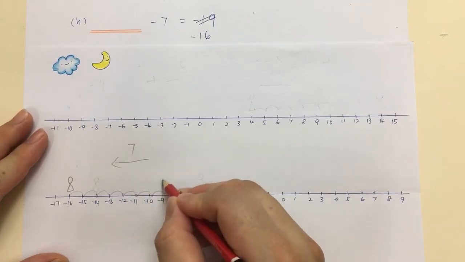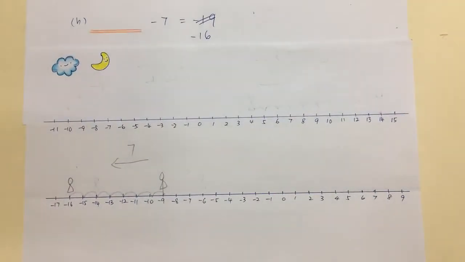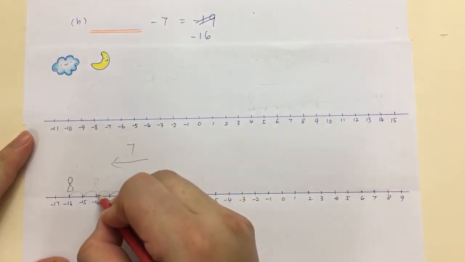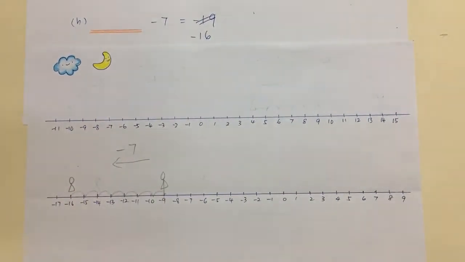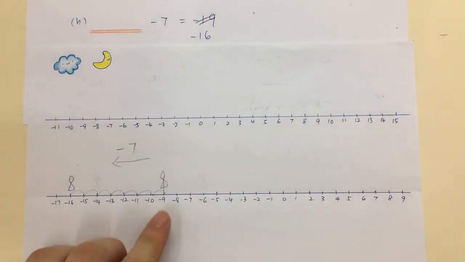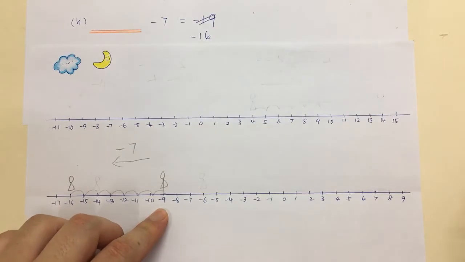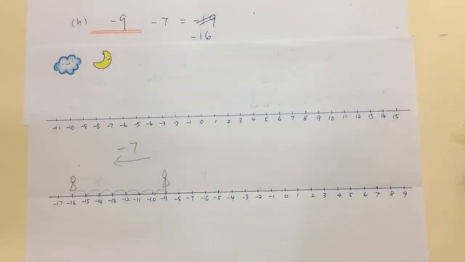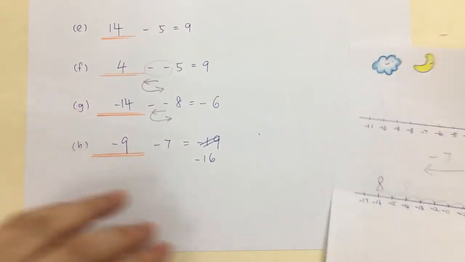It's around here. Okay, why not we double check with our answer? 1, 2, 3, 4, 5, 6, 7. Yes, negative 7. That means I go to the left hand side, this side, for 7 steps, initially from negative 9. So my answer will be negative 9. Okay, so this is how we solve this question.